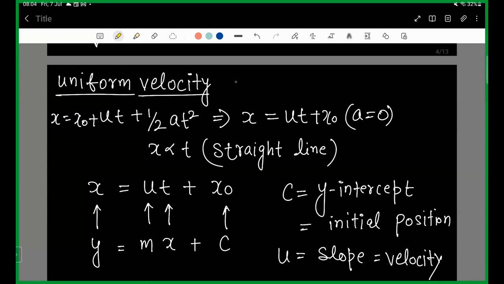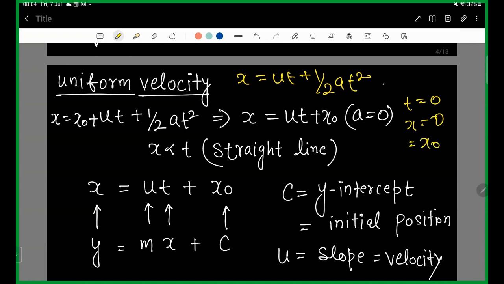So we know the equation x equals ut plus half at square. In this equation, we assume that your motion starts from the origin. What does it mean? When time is 0, your position is 0. But let's say when time is 0, your position is x0. Then this equation becomes: if at time t equals 0 your position is not 0 but x0, then your formula becomes ut plus half at square plus x0. So x equals x0 plus ut plus half at square.